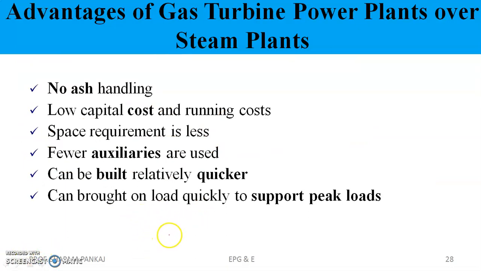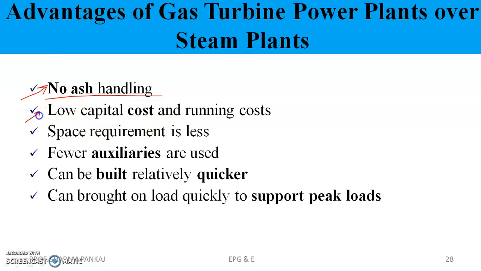Let us move towards advantages of gas turbine power plants over steam plants. Now we are going to compare the available steam plants with the ongoing gas turbine power plants. We will see first the advantages of gas turbine power plants over the existing steam power plants. The first point is, from the environment point of view, no ash handling. This is very obvious. We have studied this point in the previous slide also. There is no ash handling.